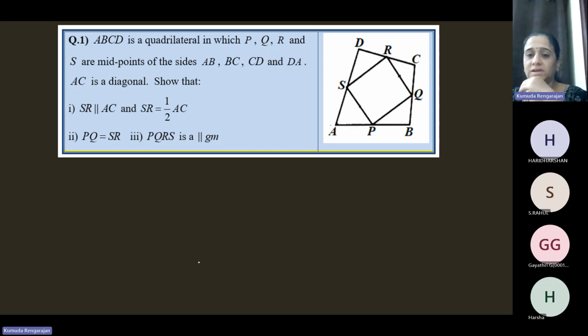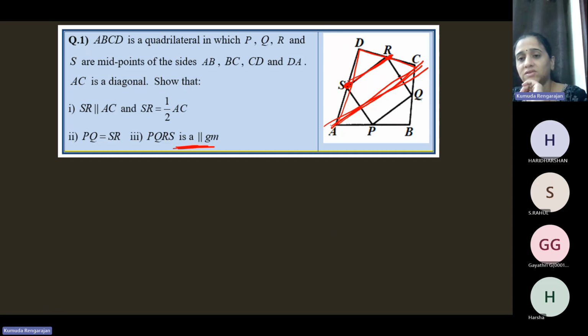These are very direct ones. You'll have to connect one of the diagonals of the outer quadrilateral. Then use the midpoint theorem in this triangle. That is, S is the midpoint of AD, R is the midpoint of DC. Therefore, SR is parallel to AC and SR is equal to half of AC. You prove whatever is asked here. I'm just telling you the end result, how to prove this one.